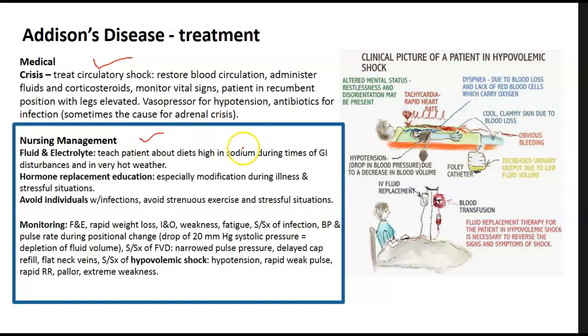Talk to patients about having diets high in sodium, especially during times of GI disturbance and in hot weather. Hormone replacement, especially during stressful times, illness. That means that they might need some additional corticosteroids in times of illness, and to stay away from patients with infections, strenuous activity, or stressful situations. Again, crisis can lead to vascular collapse with signs and symptoms of hypovolemic shock.